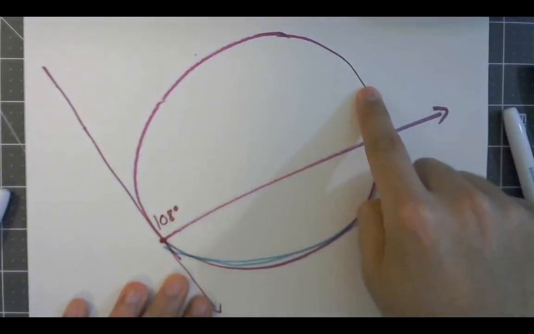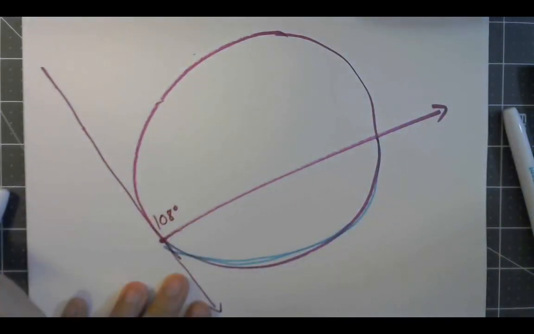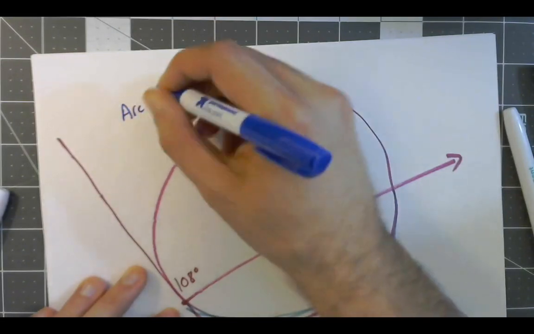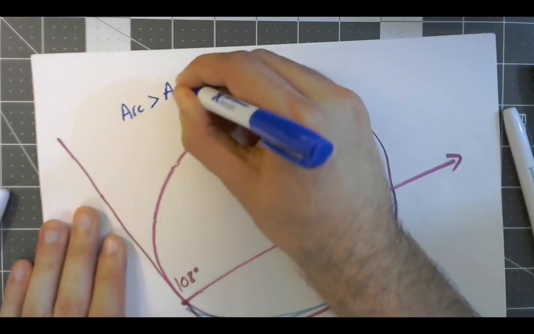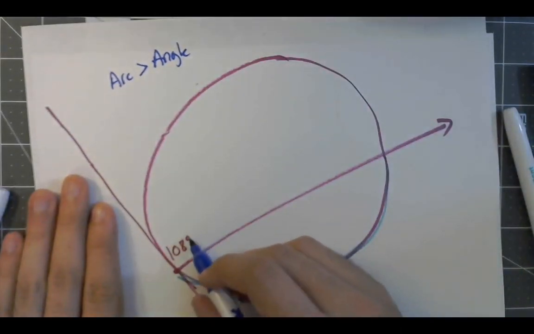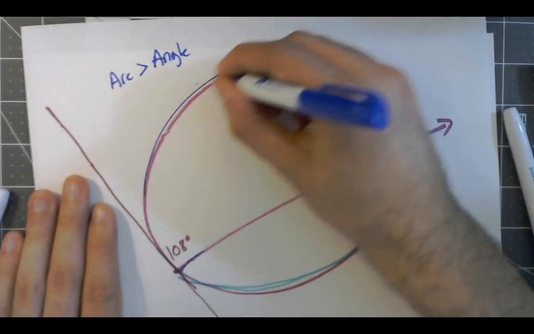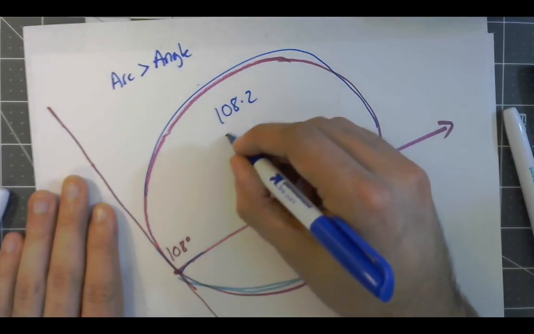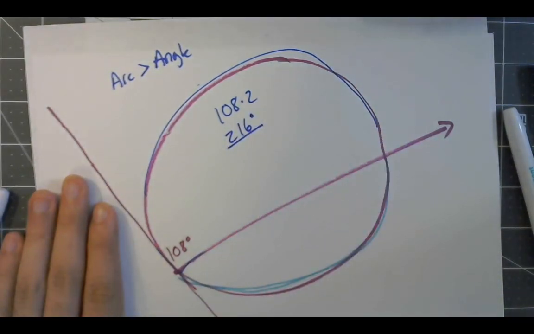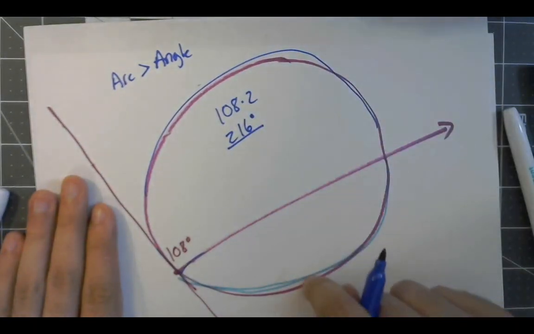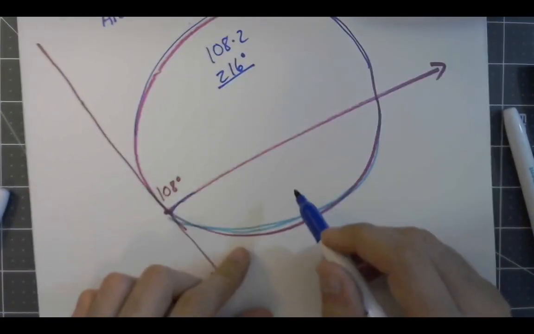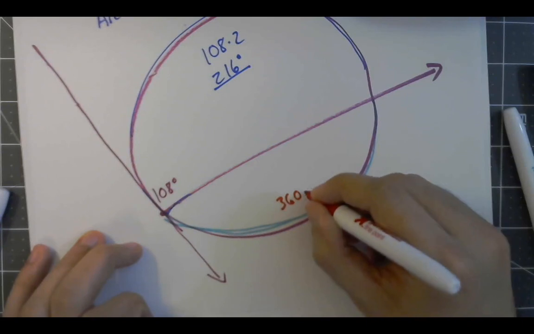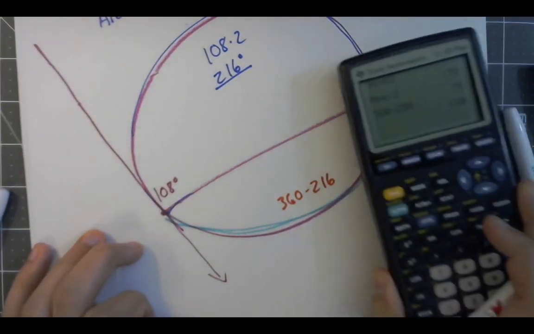To find this arc, we need to take this and make it bigger. So our arc is always bigger than our angle. So if this angle is 108, this arc is going to be 108 times 2, which should be 216 degrees. So this arc is 216 degrees. We're looking for this, and we know there's only these two. So if I want to find this, what I'm going to do is take away, I have a total of 360. I spent 216. What does that leave me with?